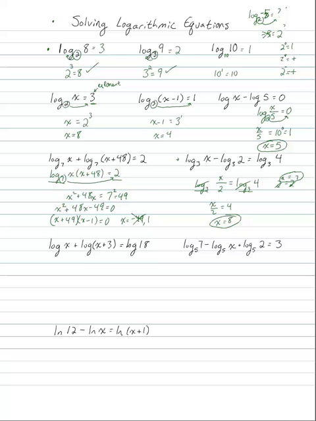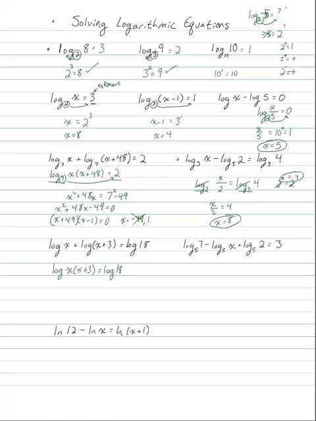Let's try another one. Say I have log of x plus log of 3 equals log of 18. Again, I'm going to get a single log. I don't need a fraction bar. I can tell that because I have no minus in front of my logs. So log of x times 3 equals log of 18.